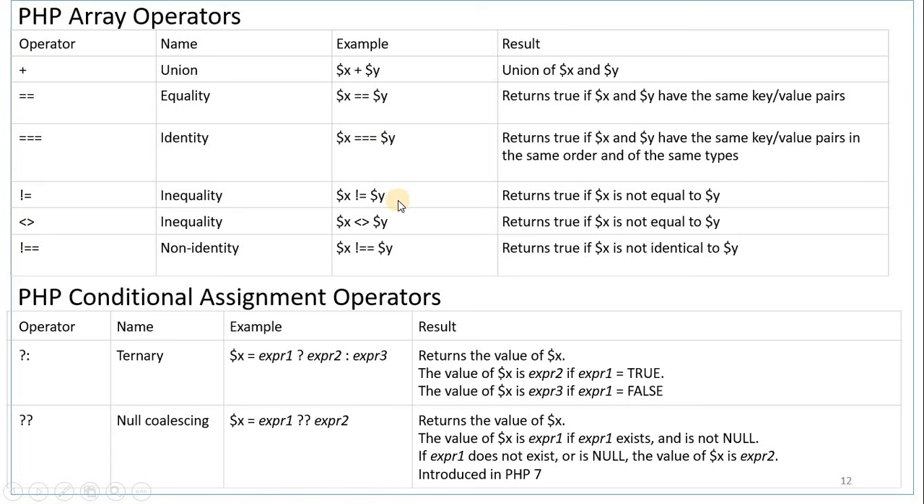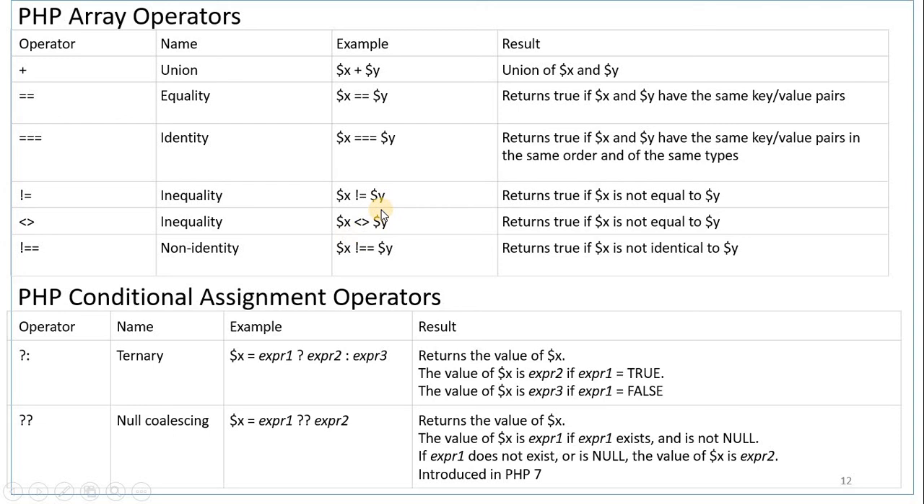The next one is inequality, which returns true if the key value pairs of x are not equal to y. This is the other way of representing inequality; both are the same. And next is non-identity. This is purely the opposite of the identity operator. It returns true if the $x value is not identical to the $y value.